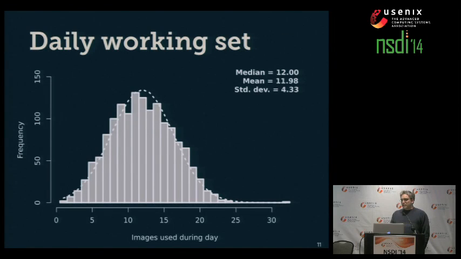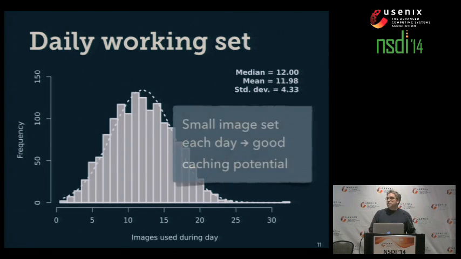So let's look at the daily working set size. We're looking at a histogram here where, for every 1-day period over those 4 years, we looked at how many images were used during that day, and this distribution follows a pretty standard normal curve with a median of 12 images used per day. And remember that we had over 700 images in the full set, so the working set in a particular day is a very small fraction of the total set, which suggests that we have very good temporal locality, and if we want to do caching of images in different layers of the storage tier, there's some good potential here.